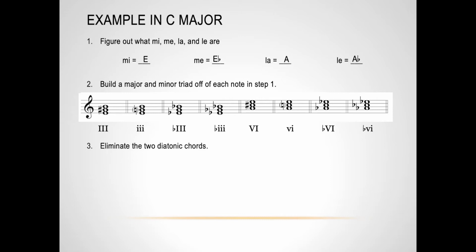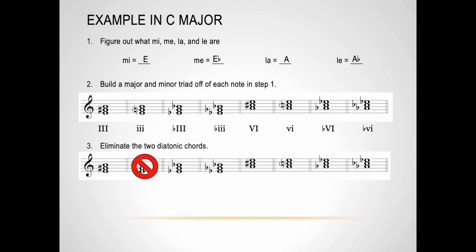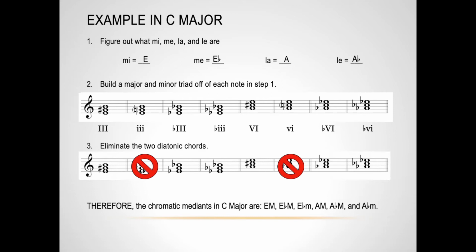So once you've done step 2, step 3 is to identify the 2 chords that are diatonic and eliminate them. In a major key, it's going to be the 3 and the 6 that are minor, built on the diatonic scale degree 3 and 6 respectively. What you are left with are 6 chords that are chromatic in whatever key you're thinking in. In this case, it's C major, and our answers are the E major chord, the E flat major chord, E flat minor, A major, A flat major, and A flat minor.